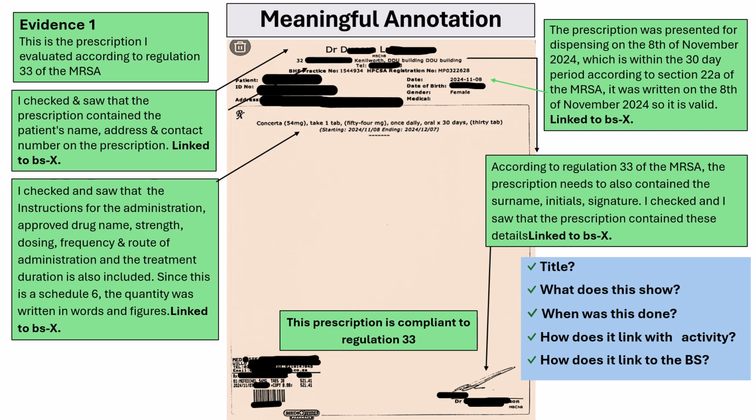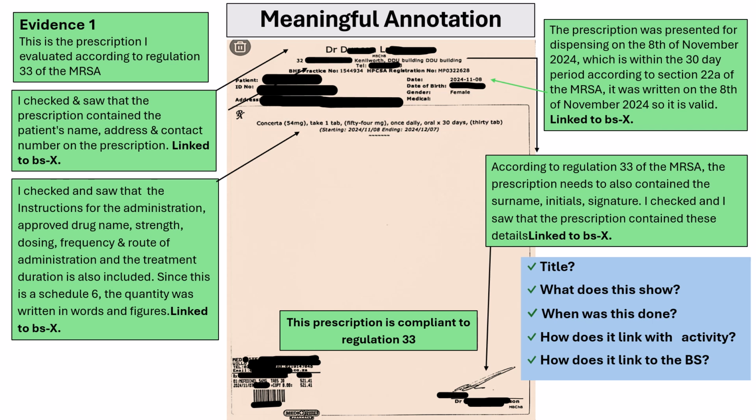Okay, I understand that this intern has an understanding that according to Regulation 22A of the Medicines and Related Substance Control Act, a prescription is to be presented within 30 days of it being written, and they are explaining this, linking it with the act. So now this is better annotation, as you can see. And then they go on your right, the middle box there. According to Regulation 33 of the Medicines and Related Substance Control Act, the prescription also contained the surname, initial, signature. I also checked and I saw that the prescription contained these details linked to behavioral statement X.